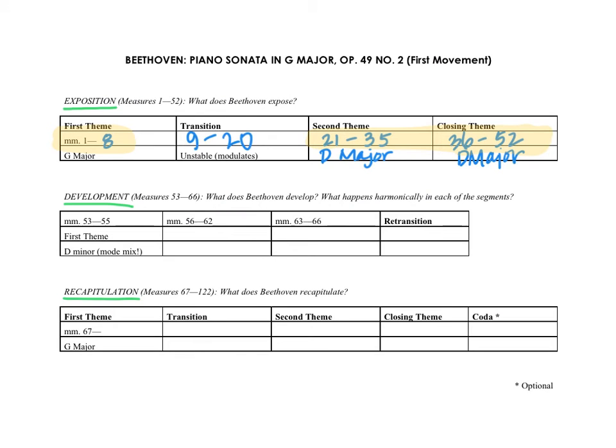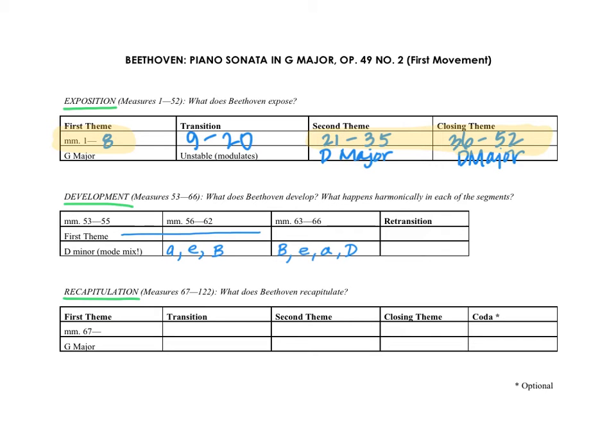So now, if we look back at our grid, we can fill in some of these boxes for the development section. The first theme continues throughout this part, and Beethoven tonicizes A minor, E minor, and B major. At measure 63, he then reverses the tonicizations, goes from B back to E minor, back to A minor, and then finally to D major in measure 66.